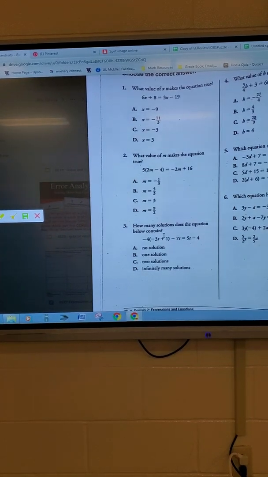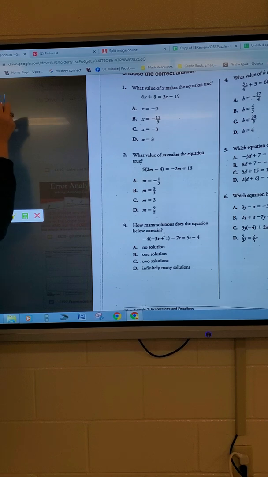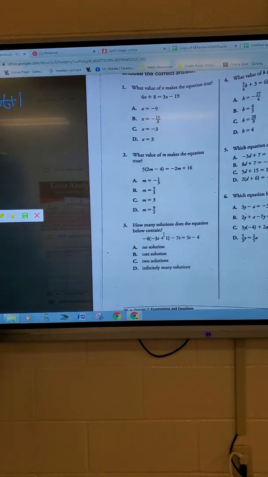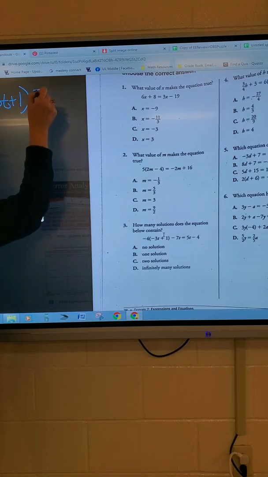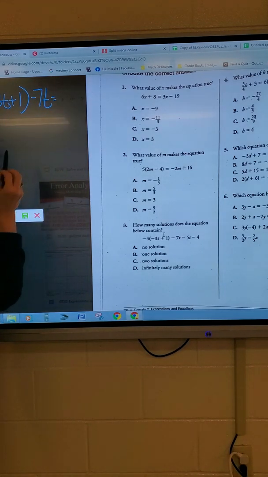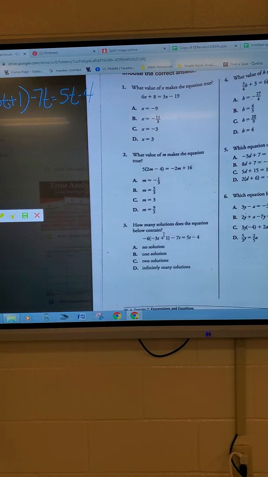Okay, number 3. Negative 4 times negative 3t plus 1, minus 7t equals 5t minus 4. Okay? So, looking at our list, looking at our sequence of events, do we have any distributive property that needs to be done? Yes, we do have distributive property.